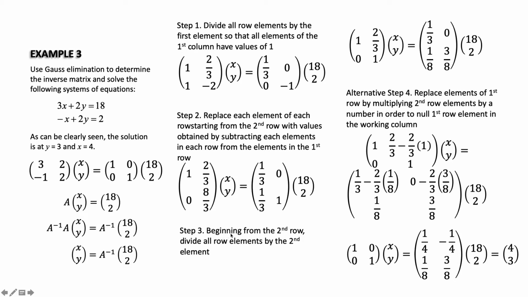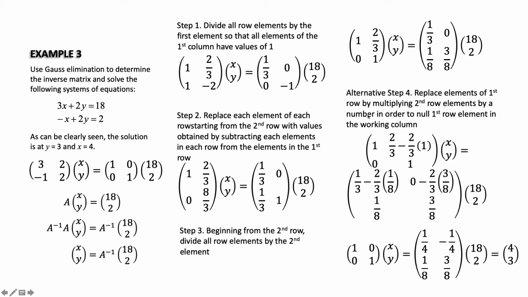Step 3. Beginning from the second row, divide all row elements by the second element. So we divide this by 8/3 so that this becomes 1. Or we simply multiply it by 3/8. So multiply by 3/8, this is still 0. Multiply by 3/8 becomes 1. Multiply by 3/8, this becomes 1/8. And multiply this by 3/8, this becomes 3/8.